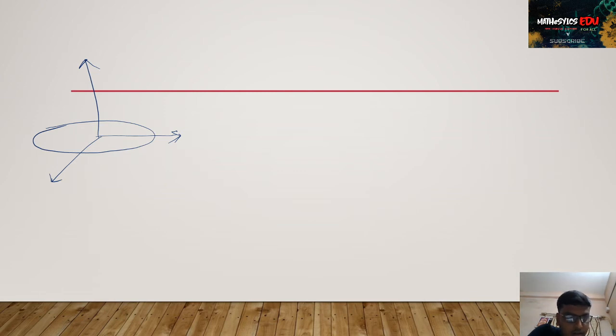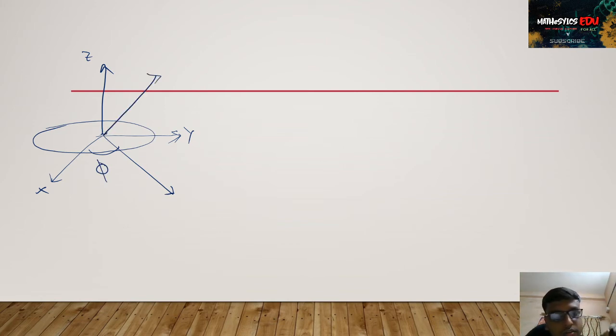Okay, this was my initial coordinates, this is my final coordinate after rotating by an angle phi. Suppose something like this, x dash, y dash, and z remains the same.